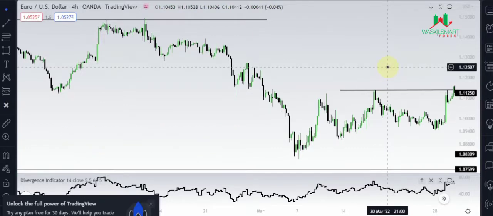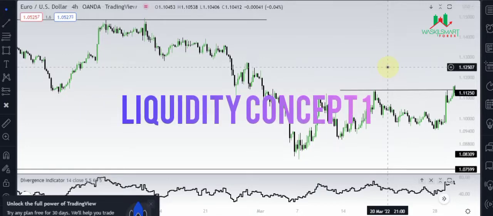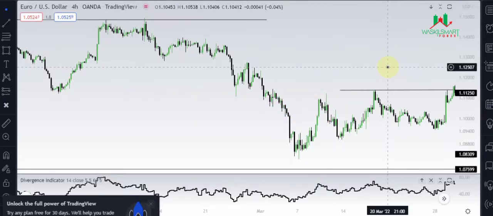So today we'll be talking about the liquidity principle and the liquidity concept. That's the fundamental thing in the financial market, which is the forex market.